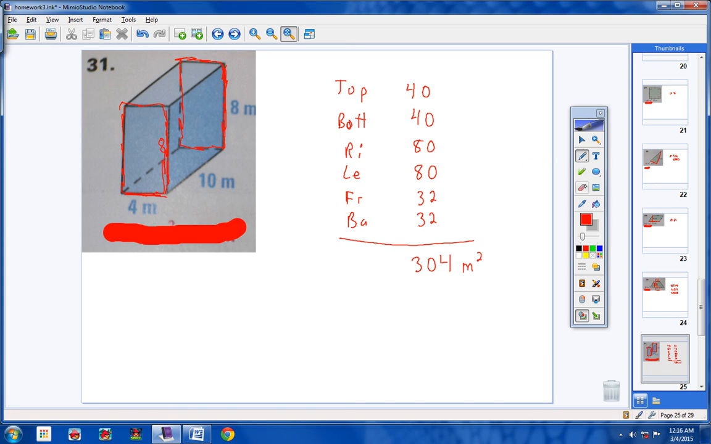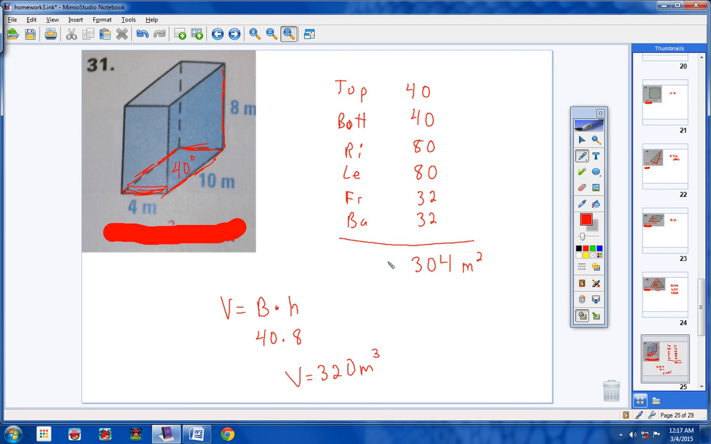Now, to find the volume of this, remember it's area of base, so capital B, times the height. So the base that it's sitting on is 4 times 10. Okay, that's the area of that base. So the base is 40. 4 times 10 is the area. So the area of the base is 40 times the height. The height goes up 8. So 40 times 8 would give you 320 cubic meters because we're dealing with volume.